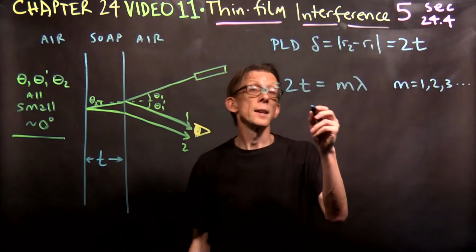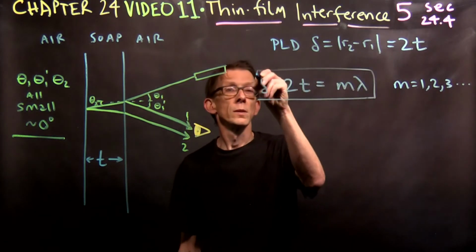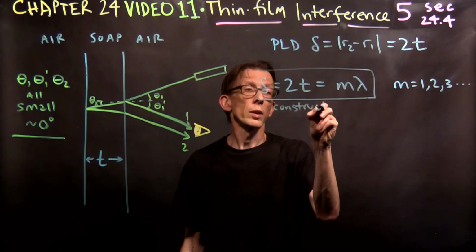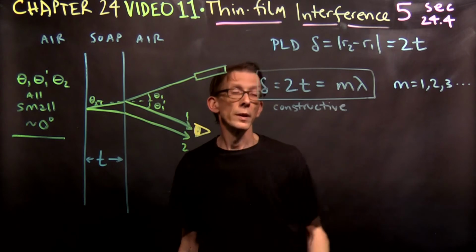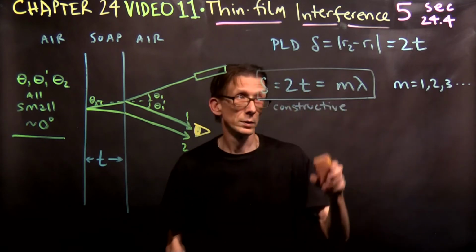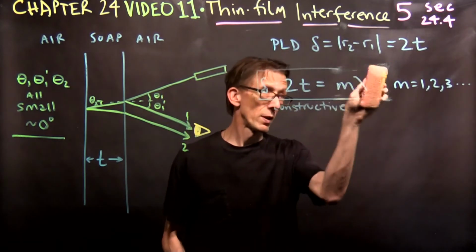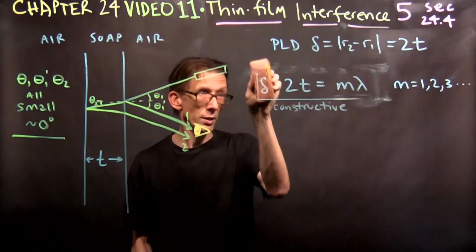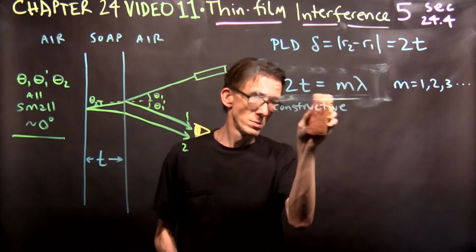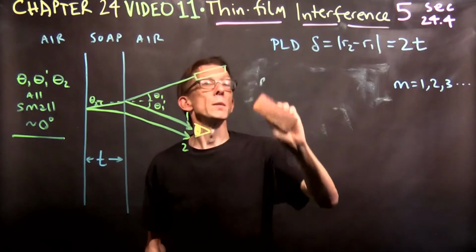So this is the condition for constructive interference. Actually, let me do that differently. I don't want to put a box around it, because when I write boxes around things, that means that's the answer. But we need to adjust it a little bit. Oh, fudge. We're hitting 10 minutes here.